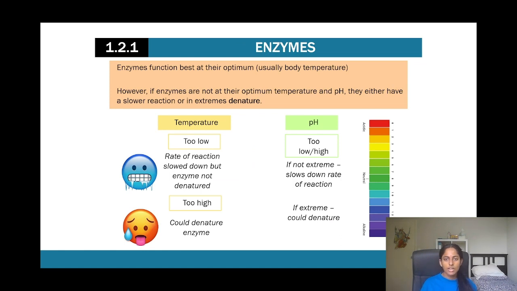Enzymes also have certain ways in which they function. They have a particular optimum rate in which they function and certain temperatures. So sometimes if it's too low, it will just slow down the rate of reaction, whereas if it's too high, it could denature the enzyme. And if the pH is too high, then sometimes that can cause the enzyme to denature. Denature is pretty much where it loses its shape at that point. It can't function.